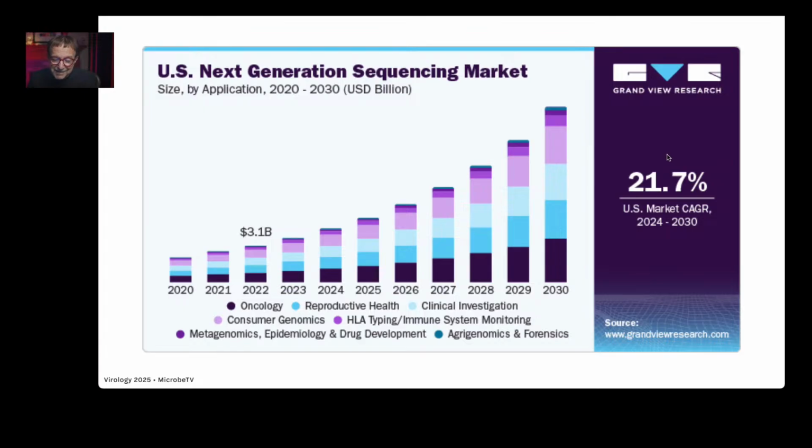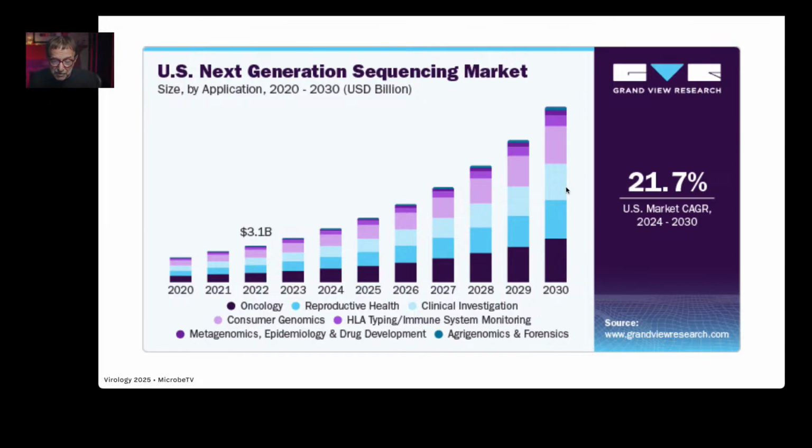What's amazing is that this has now become a huge market, right? I forgot what CAGR stands for, capitalization of something. But here in 2022, the market for next generation sequencing was $3 billion. So this is not just research labs, but clinical labs who want to sequence patient DNA and so forth. And you can see all the applications here: oncology, sequence your tumor, reproductive health, clinical investigation, consumer genomics, HLA typing, metagenomics, epidemiology, drug development, agrogenomics. Oncology is obviously a big one.